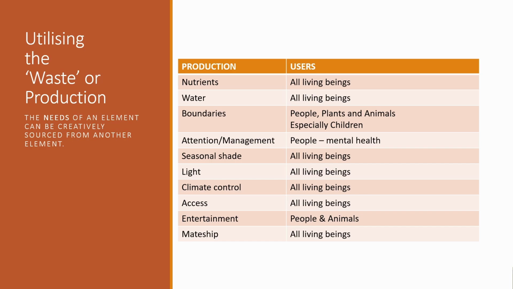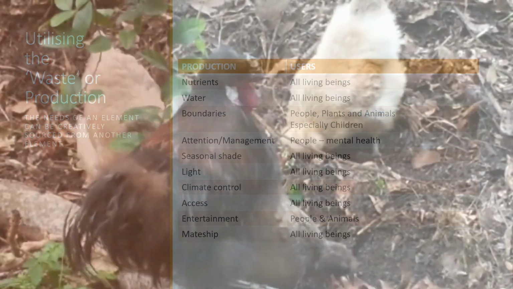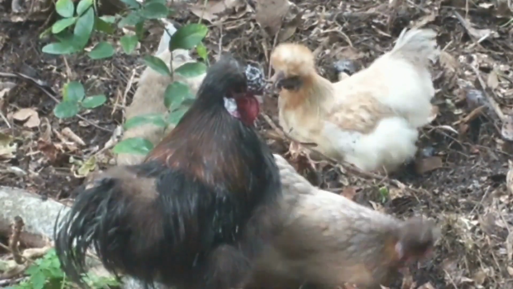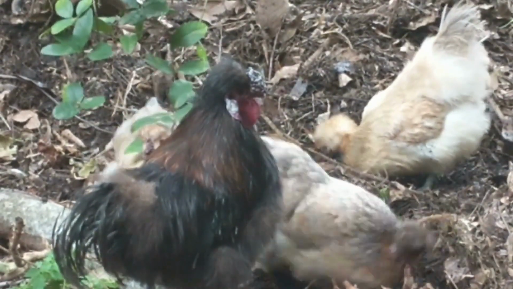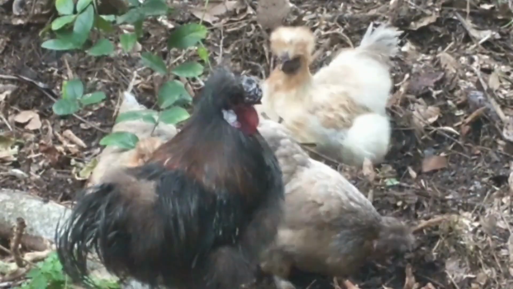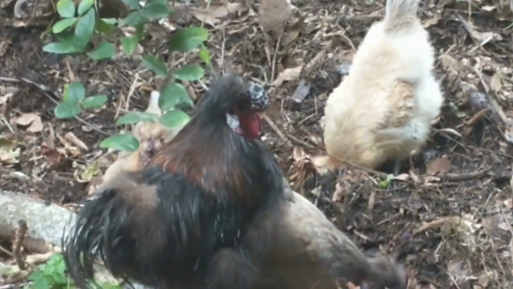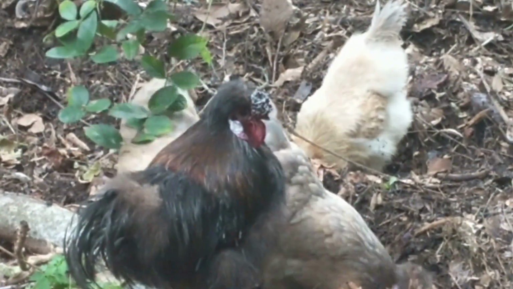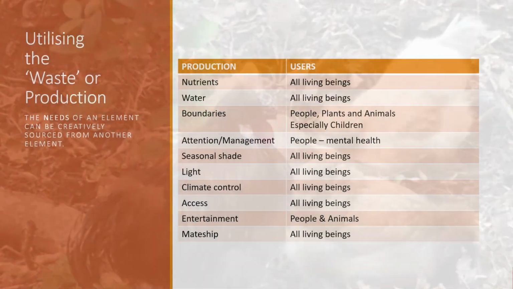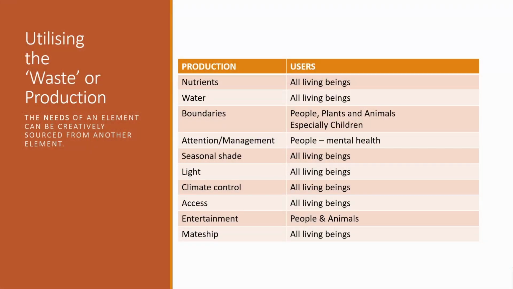The boundaries. Chickens don't really provide boundaries except to their own chicks. Attention and management. Well, some people actually use their pets as a mental health tool. It gets them out of bed. It stops them from falling into Great Depression. Seasonal shade. Well, a chicken doesn't really give much of that except to their chicks. Light. A chicken doesn't provide that. Climate control, definitely, to the eggs and chicks. Access. No, not really. It doesn't provide access.